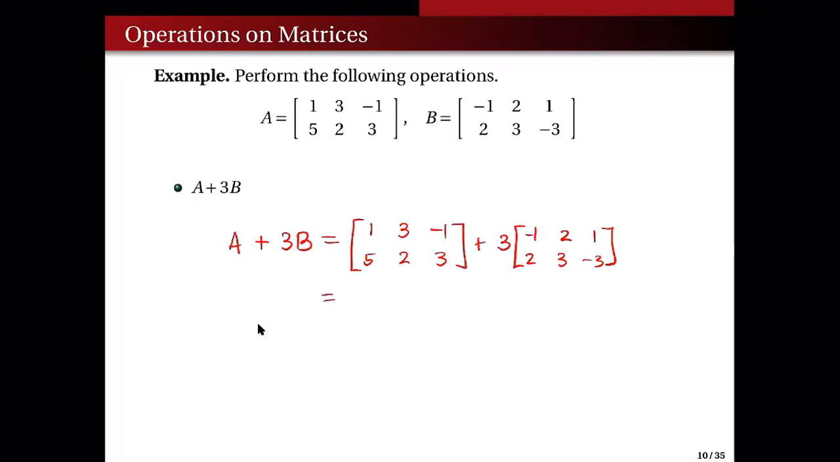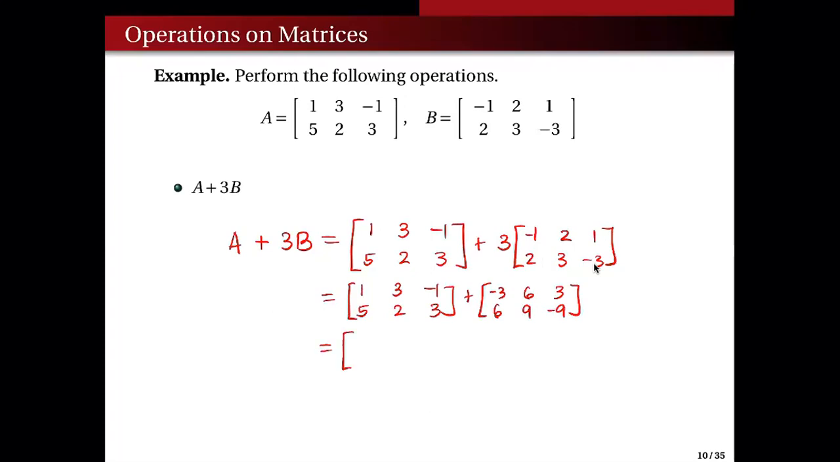So let's just calculate this. We have here 1, 3, negative 1, 5, 2, 3. Then plus. We have here 3 times negative 1, that's minus 3. 3 times 2, that's 6. 3 times 1, that's 3. 3 times 2 here, that's 6. 3 times 3 here, that's 9. And then 3 times negative 3, that's negative 9.